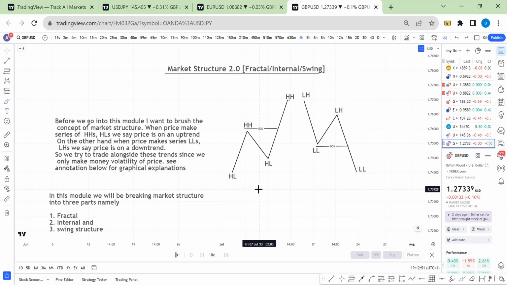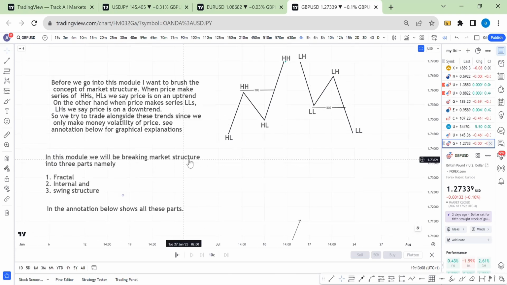We try to trade alongside this trend since we only make money from the volatility of price. Since we only make money from volatility of price, we want to trade when price is in a trending market. So in this module, we'll be breaking this structure into three parts.